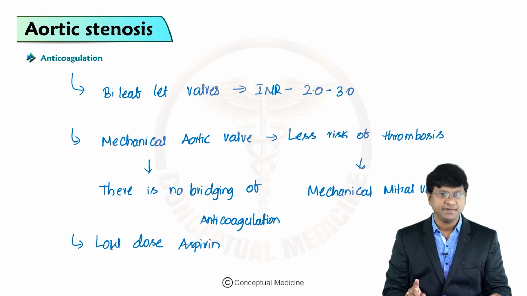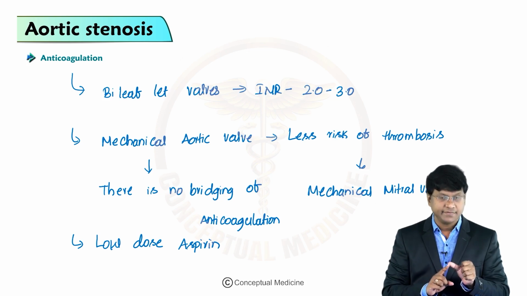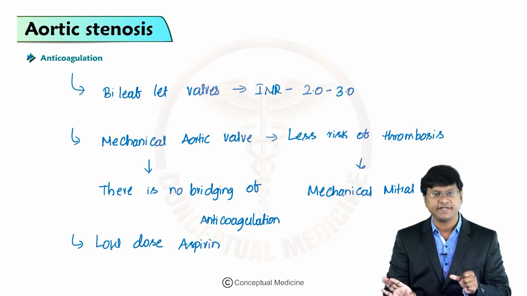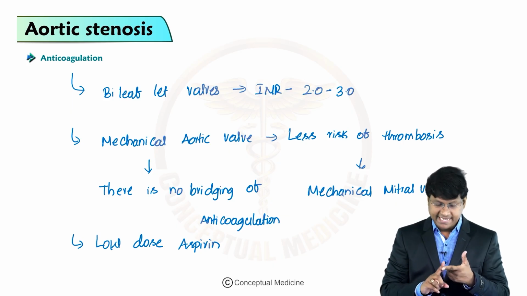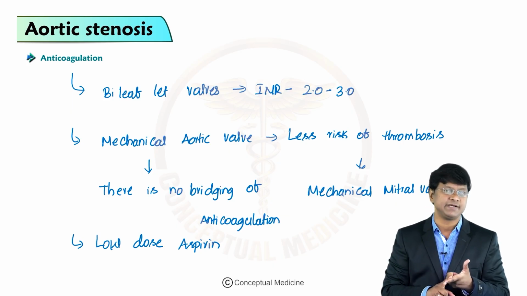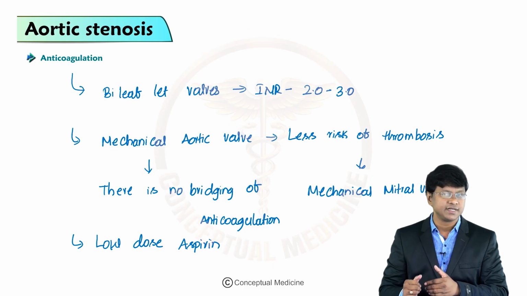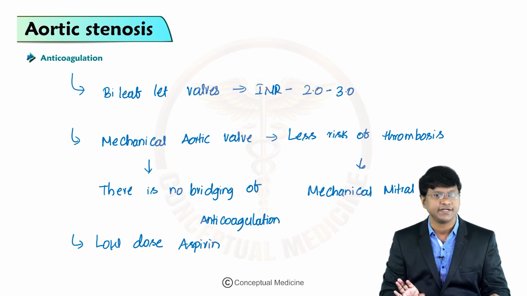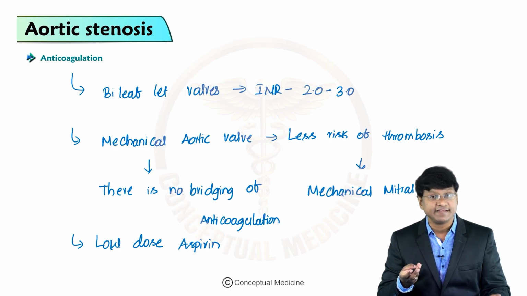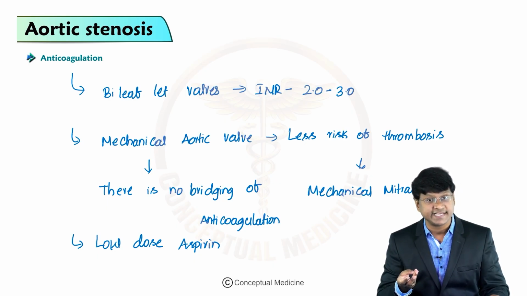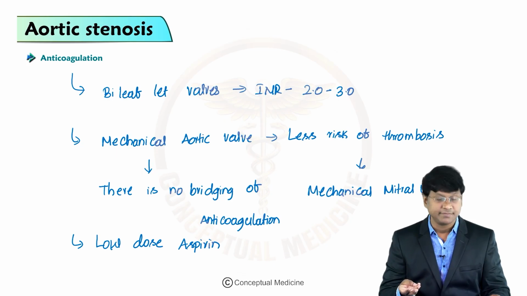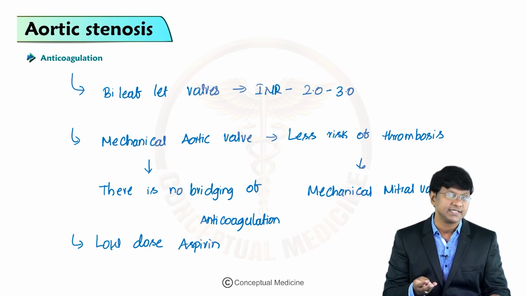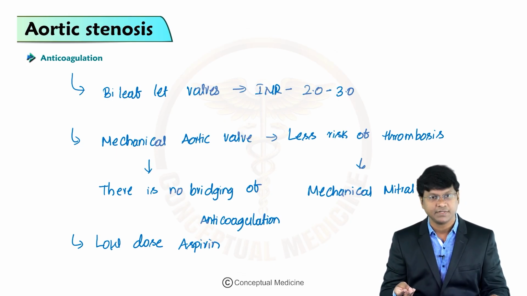So please remember, any individual who is symptomatic, definitely they require intervention, and any individual who is asymptomatic, depending upon certain clinical scenarios, they require the intervention. What are those? Like asymptomatic individuals with left ventricular ejection fraction less than 50%. Asymptomatic severe aortic stenosis undergoing other cardiac surgeries like CABG.